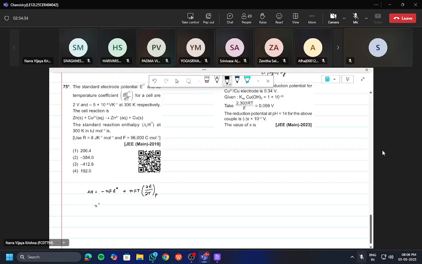Can I take minus nF common? During this process, how many electrons are transferred? 2. F value is 96,500. Correct or not? Into minus E naught. What is E naught? 2 volts. Minus E naught means can I write minus 2 plus what is dou E by dou T?